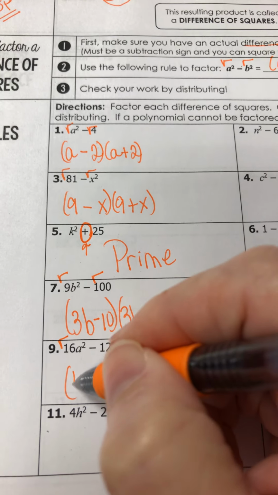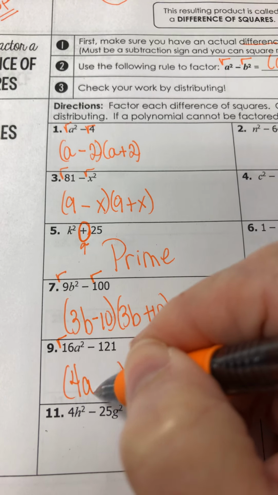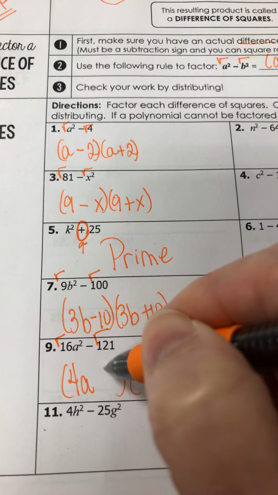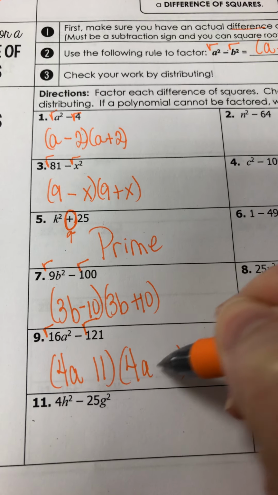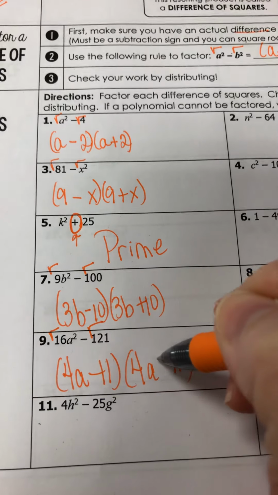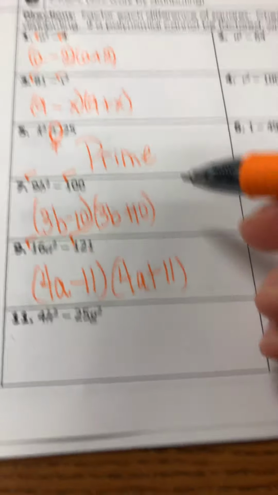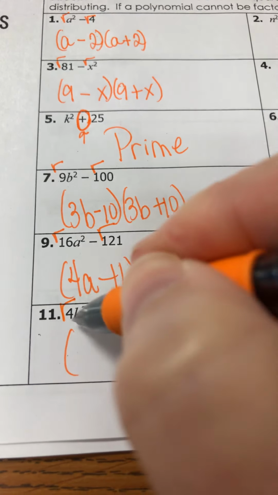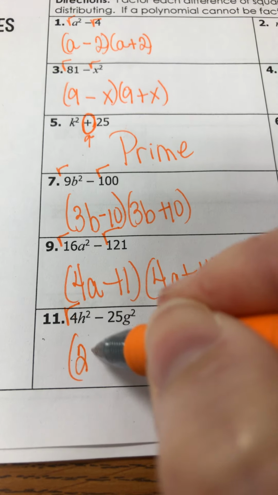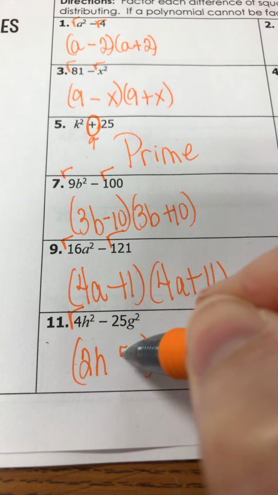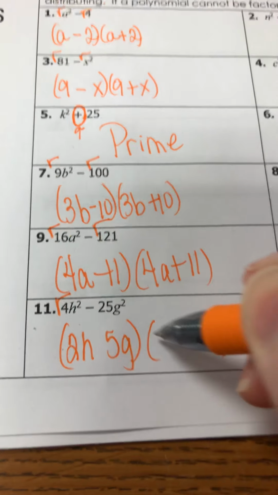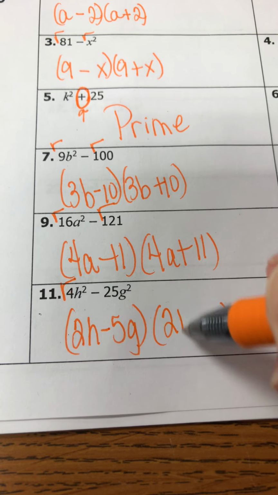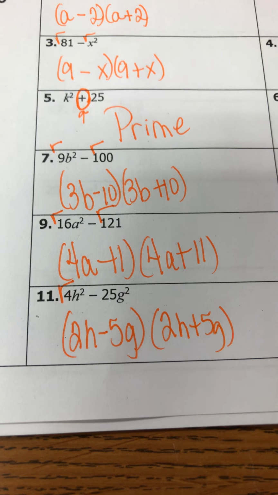Square root of 16 is 4. Square root of a squared is a. The square root of 121 is 11. Make one of them minus and one of them plus. Two parentheses again. Square root of 4, square root of h squared, square root of 25, square root of g squared. Make one of them minus and make one of them plus.